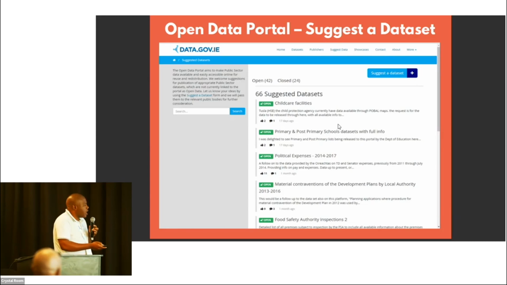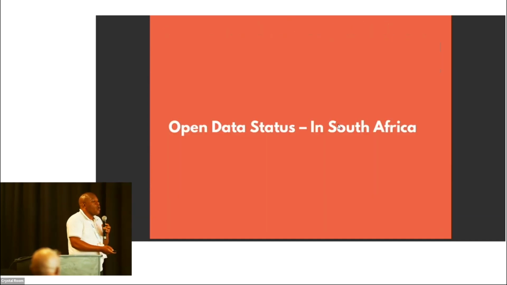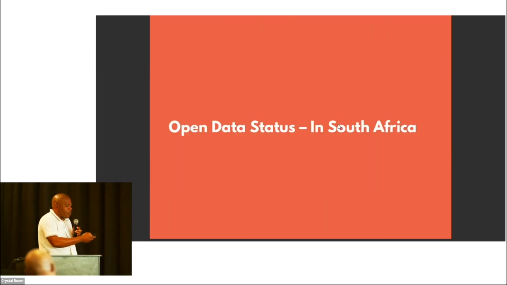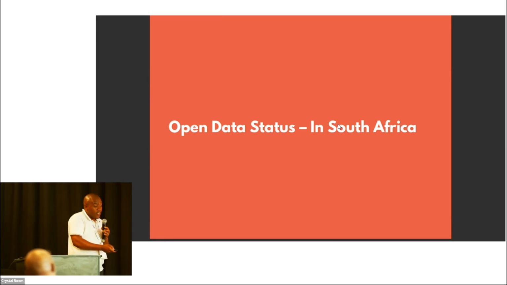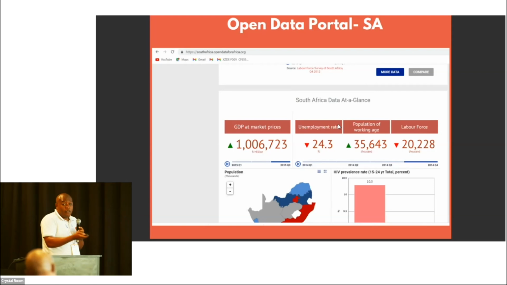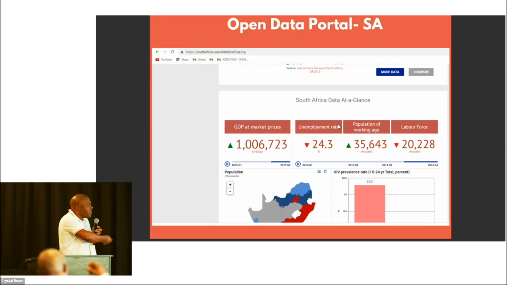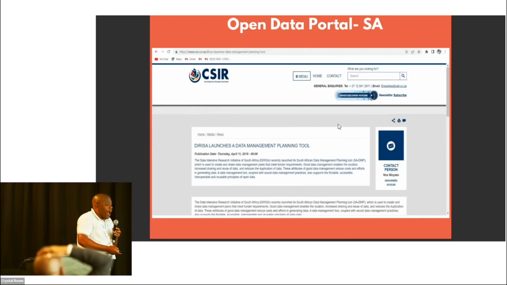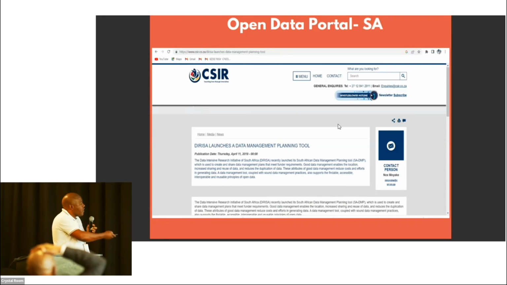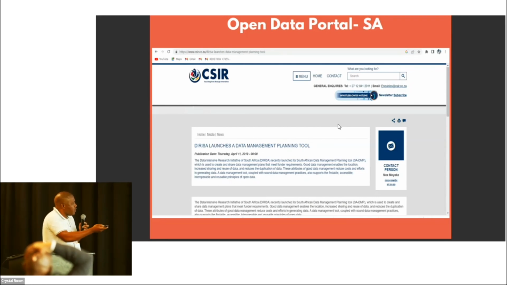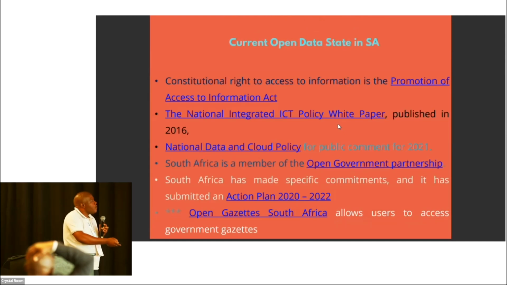Now back home, with the open data portal, there is a lot happening. We have our portal which shows GDP, unemployment rate and population for the government, which is good. We have the CSIR one, the DRISA one. I was just getting this online, which also is a data management planning tool available. Now you ask yourself, these are the different initiatives. We have the act which allows us to do open data.